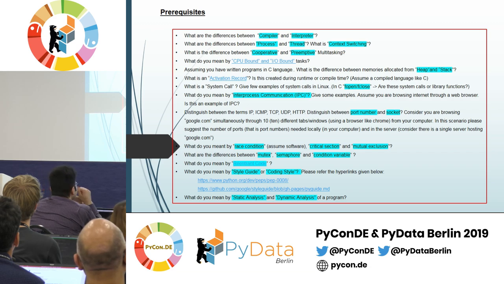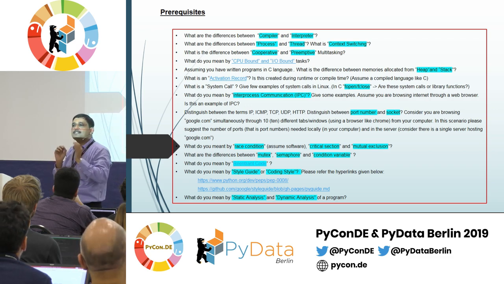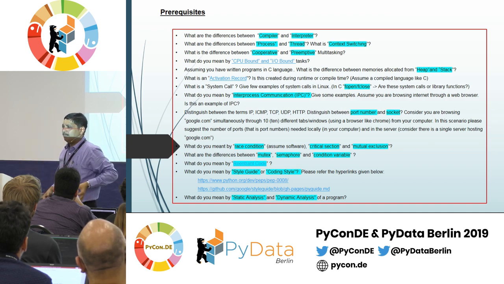Okay, so critical section, mutex, semaphore, condition variable. A lot of things are written on the internet, but the bottom line is that these are some primitives. Primitive means operating system APIs which will help you to avoid race conditions.